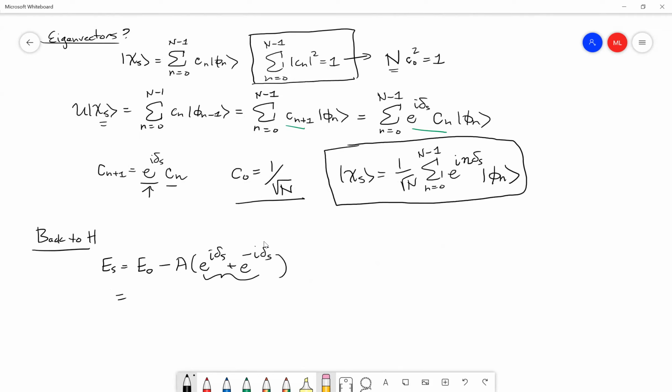Is that cosine? Yeah. Nice. It's just the cosine. Well, it's twice: 2a cosine delta S. And we can put back the eigenvalues, and what we get is 2a cosine 2 pi s over n. So you see now it's a little more complicated.